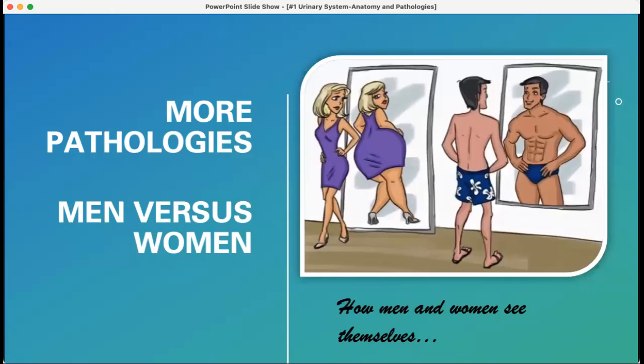Okay, let's do some more pathologies, throwing men against women. And this is just a cartoon I put in, how men and women see themselves.